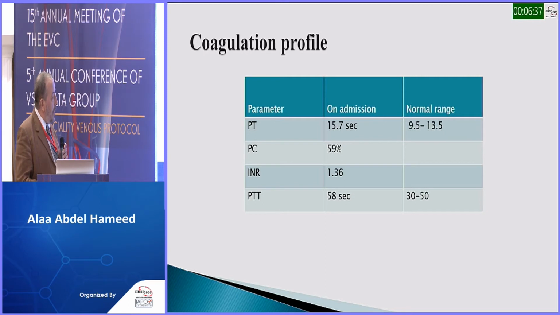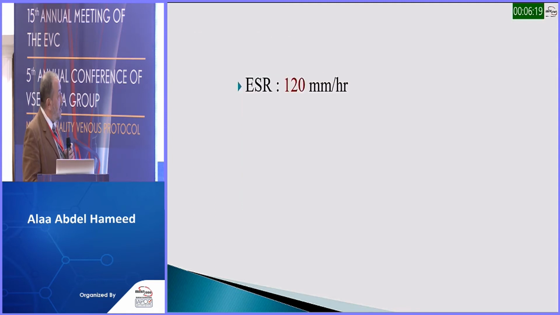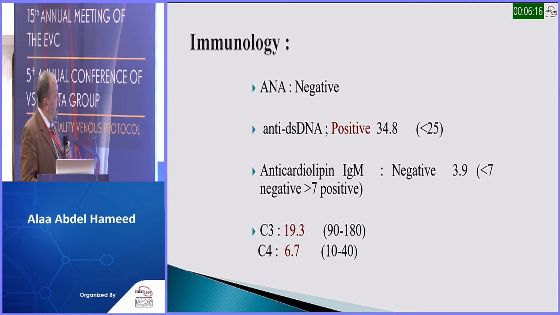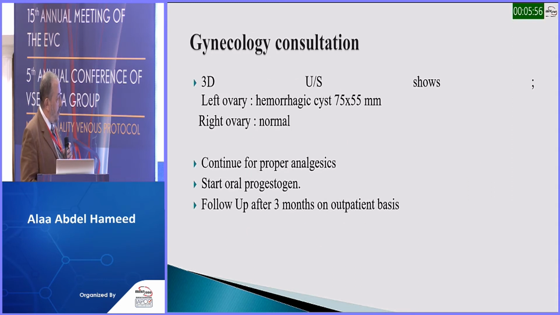For the coagulation profile, we want to concentrate that this patient has an INR of 1.3, prothrombin concentration 59%, and also a prolongation of the PTT, 58 seconds. Her sedimentation rate was high. Initially, the antinuclear antibody was negative, and we considered that because the patient received multiple doses of steroids, but the anti-double-stranded DNA was positive. The anti-cardiolipin, IgM and IgG, was negative, and the complement level was consumed.